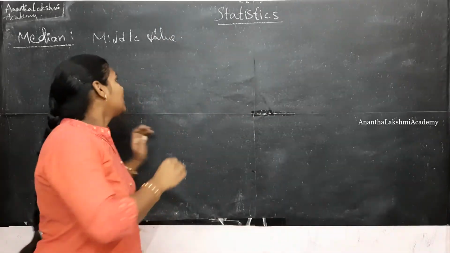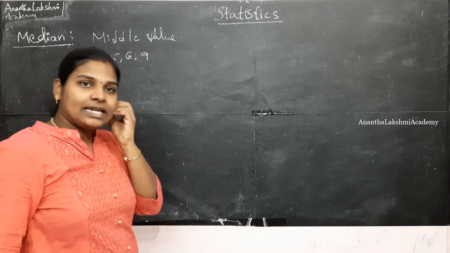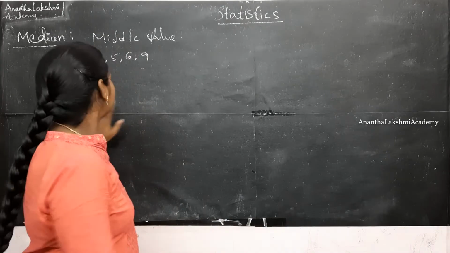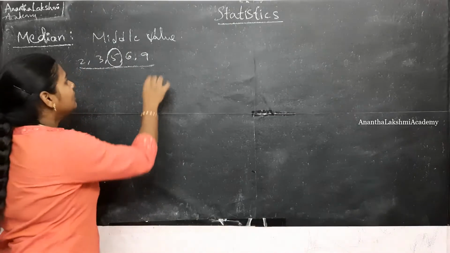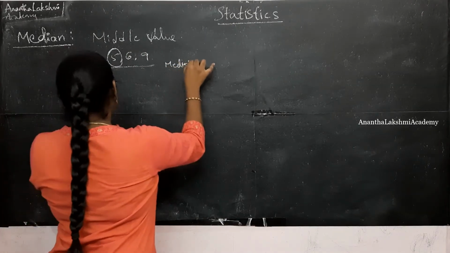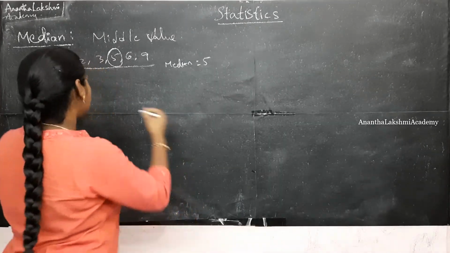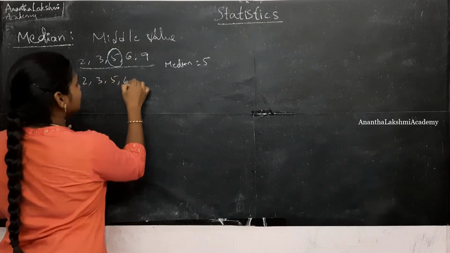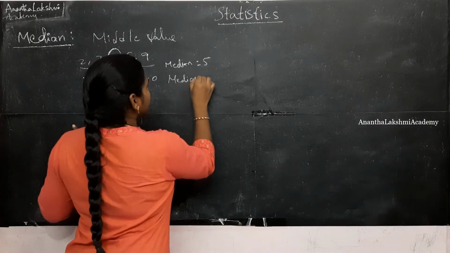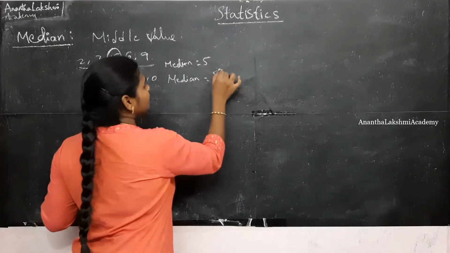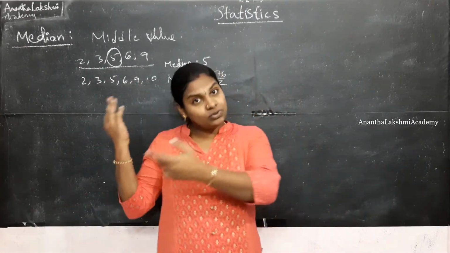Let me take an example. We have observations like 2, 3, 5, 6, 9. When we are asked to figure out the median, this has 5 values. The middle value is nothing but 5. So the median is 5. That is how we used to calculate. Now, if there are 6 observations like 2, 3, 5, 6, 9 and 10, median is nothing but the average of both the center values, which is 5 plus 6 by 2. That is how you learnt to calculate the median for ungrouped data.